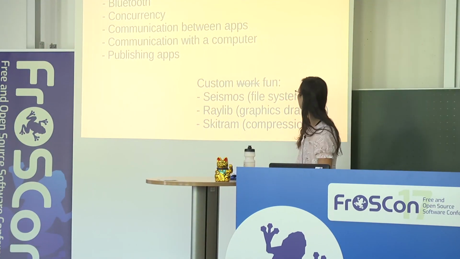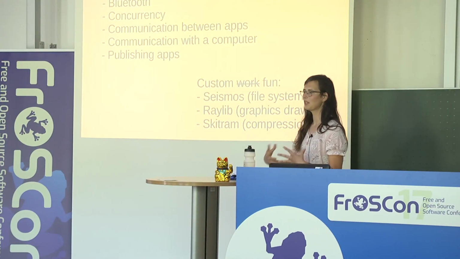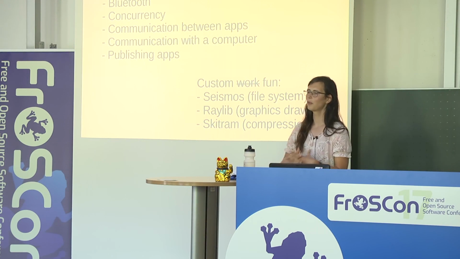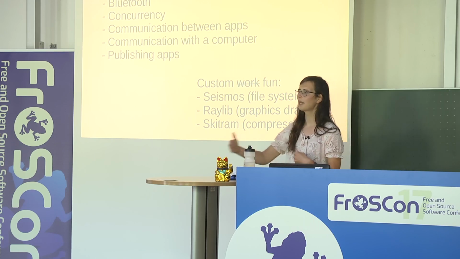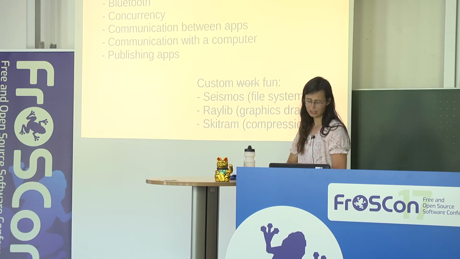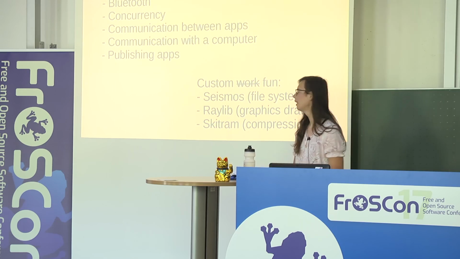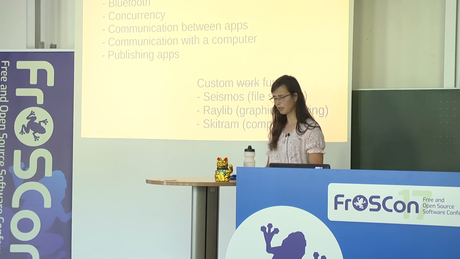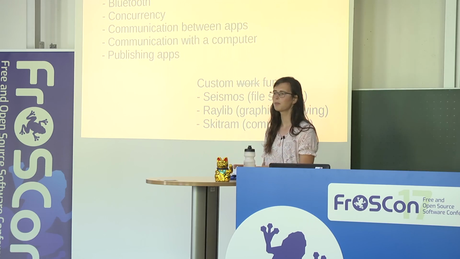So far, I made a file system, which is especially well made for flash devices, and can also store a lot of time-based data like GPS logs. There's also Raylib that I decided to write as a drawing library that is especially well suited for monochromatic displays. And there's also Skitram, which I haven't published yet, but is going to make sure that those GPS logs fit in the 8 megabytes of memory on my watch.